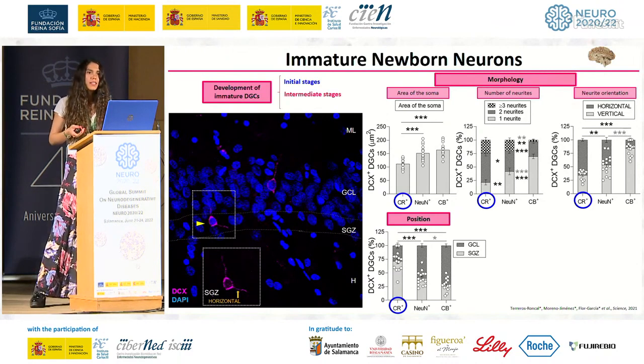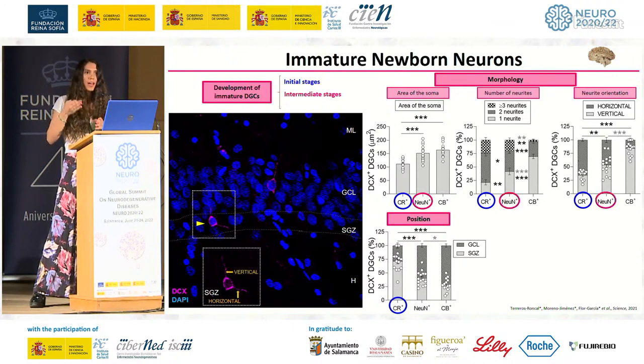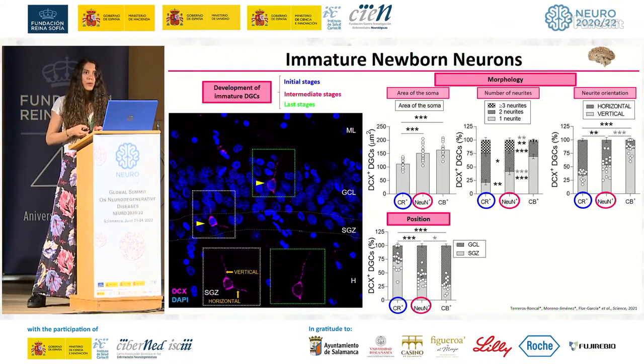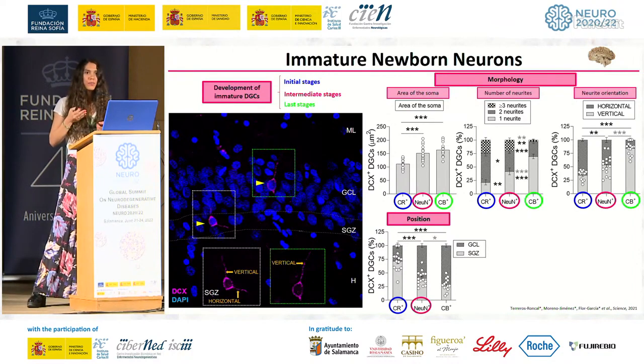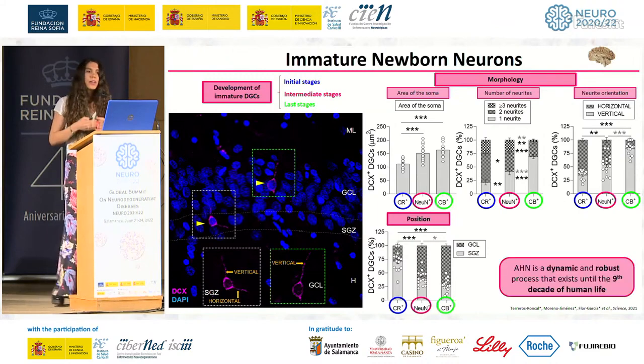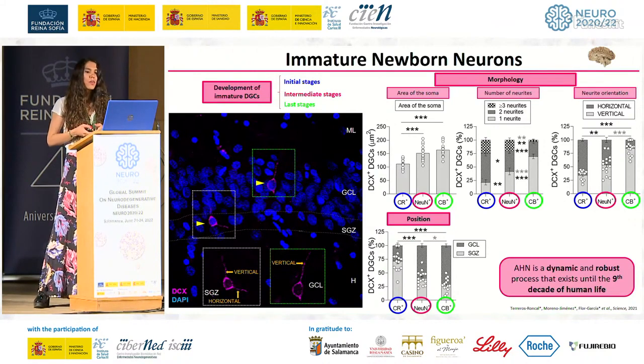In the intermediate stages, the cells have bigger somas, they start to have one apical neurite, and they are localized in the granular cell layer. In the last stages of maturation, the newborn neurons have a bigger soma and one apical, vertical dendrite through which they expand the dendritic tree, and they are mainly localized in the granular cell layer. So with all this data, we can say that adult hippocampal neurogenesis is a dynamic and robust process that exists until the ninth decade of human life.